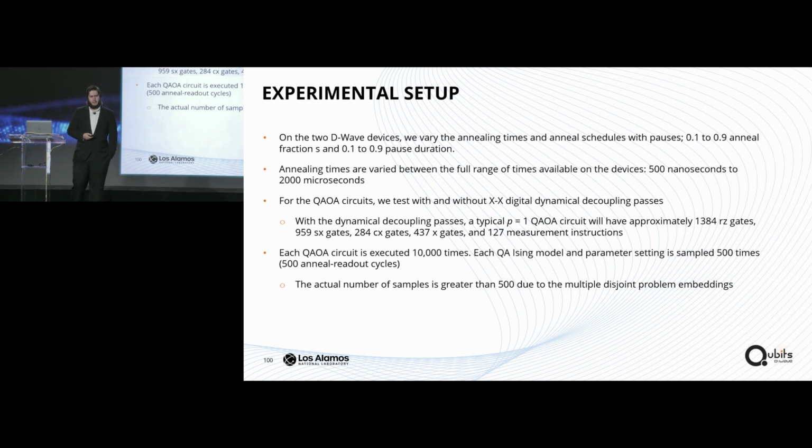Each QAOA circuit is executed 10,000 times. Each quantum annealing Ising model and parameter setting is sampled 500 times. So the way to read that is because of the parallel embeddings, we get on the order of, I don't know, like 2,000 or 3,000 samples per parameter setting on the D-Wave devices.